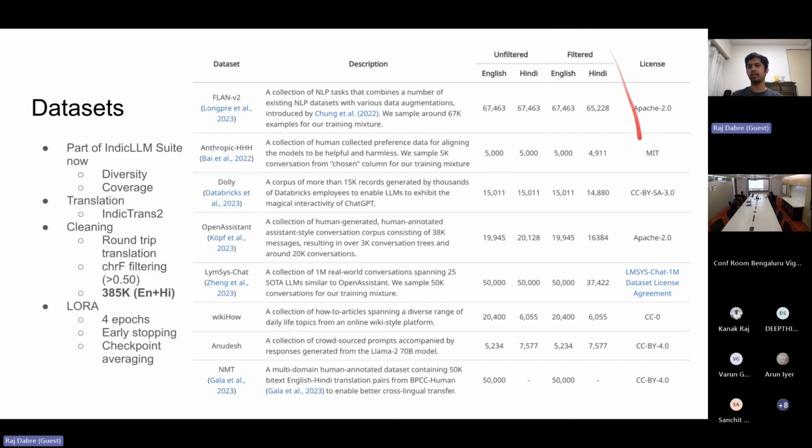So when you look at the filtered column over here, you can see that you do end up dropping a certain amount. You go from 67,000 to 65,000. You have 5,000 to 4,911. Okay, maybe a small drop, but it's still there. When it comes to WikiHow, we actually end up dropping a significant amount of data. So it is true that you end up having to drop data. So cleaning is a very important part.